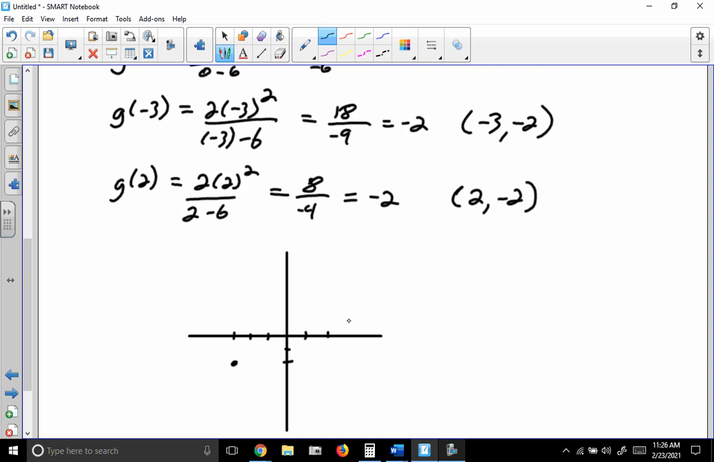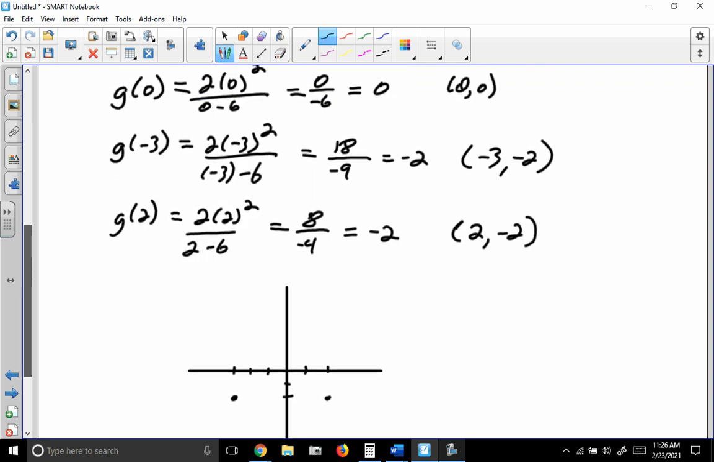When x is positive 2, we're down 2. And when x is 0, y is 0. So our graph is doing something like this.